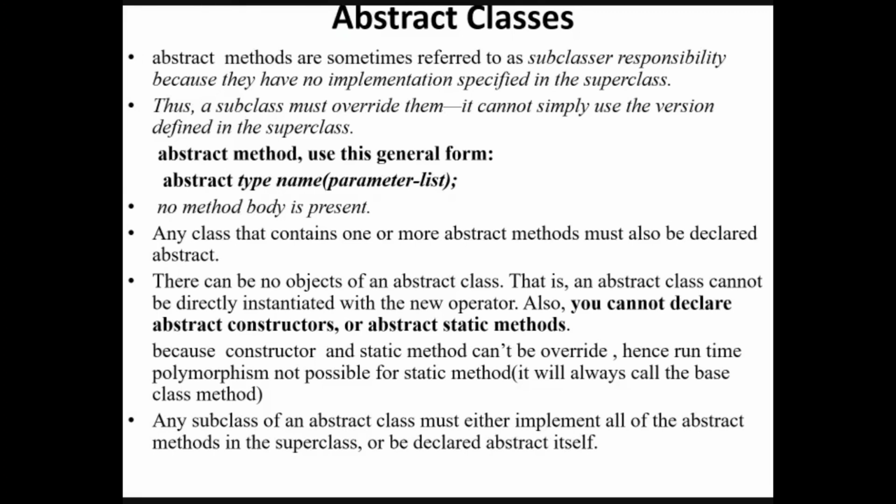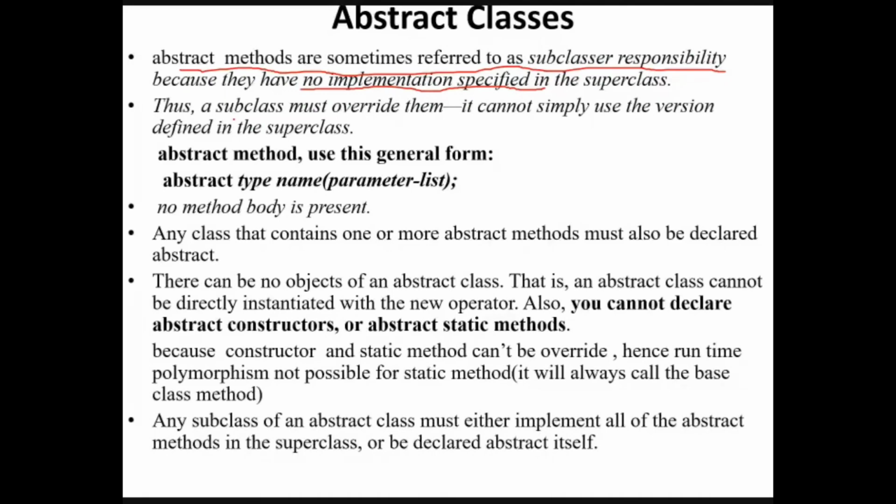Here, abstract methods are sometimes referred to as subclass responsibility because they have no implementation specified in the superclass. Pure virtual functions in C++ can have an implementation. Yes, here also the abstract method does not have an implementation. So the subclass must override them. That pure virtual function we should override in the derived class. In C++, the pure virtual function should be overridden in the derived class.